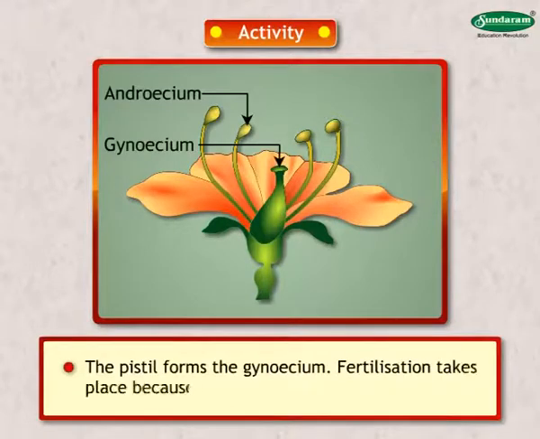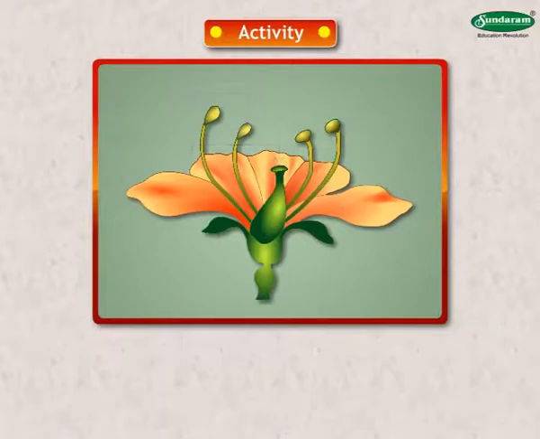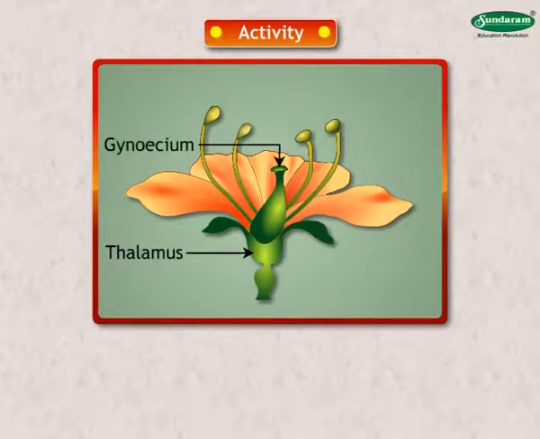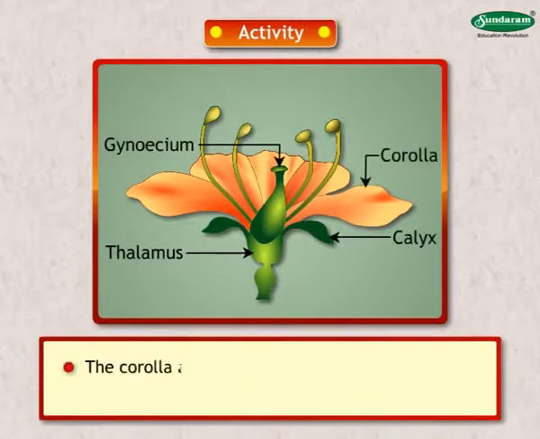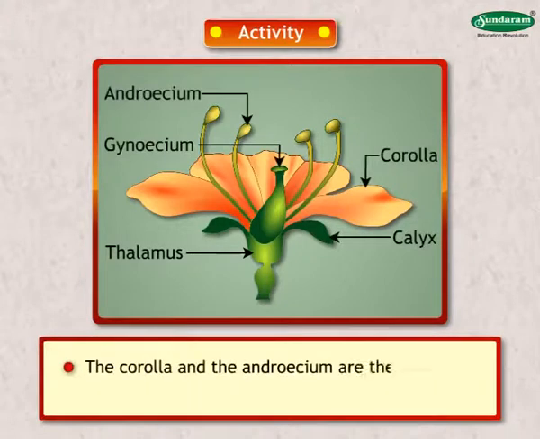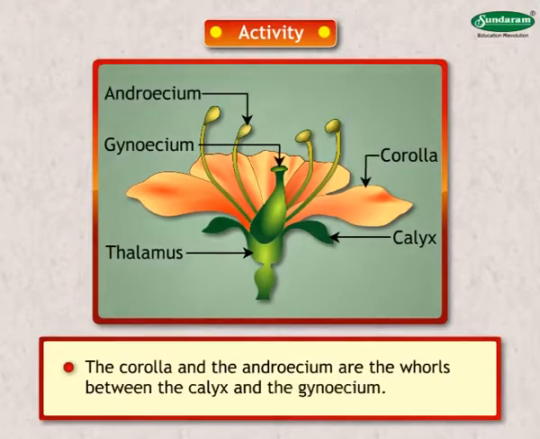Fertilization takes place because of the androecium and gynoecium. In short, of the four whorls on the thalamus, the gynoecium is the innermost. The calyx is the outermost. The corolla and the androecium are the whorls between the calyx and the gynoecium.